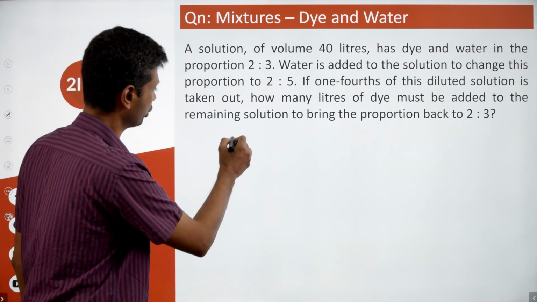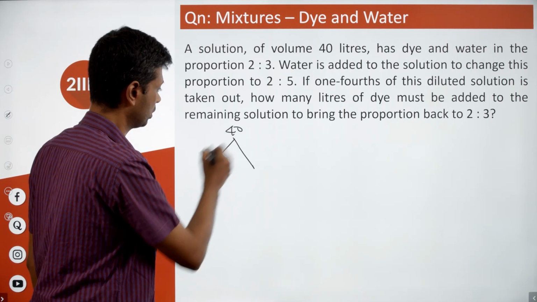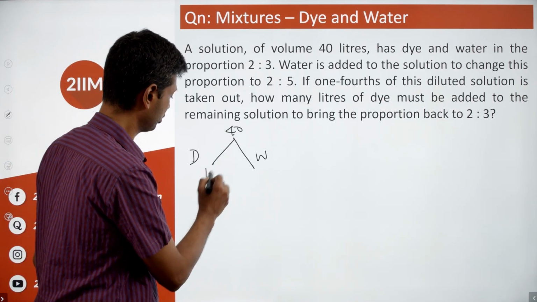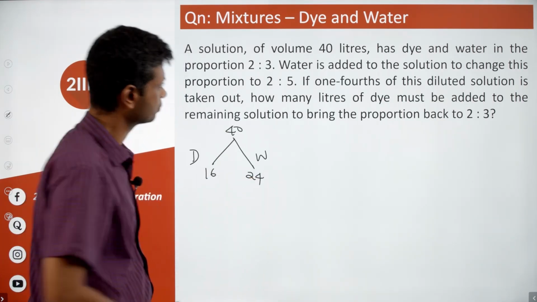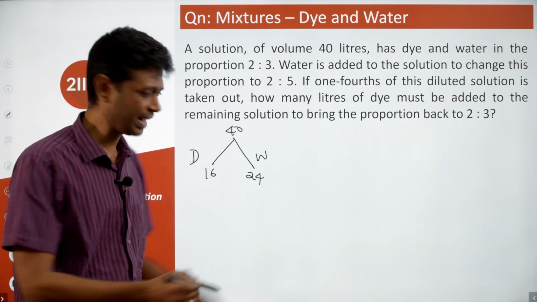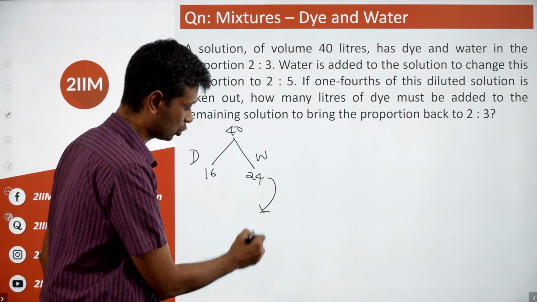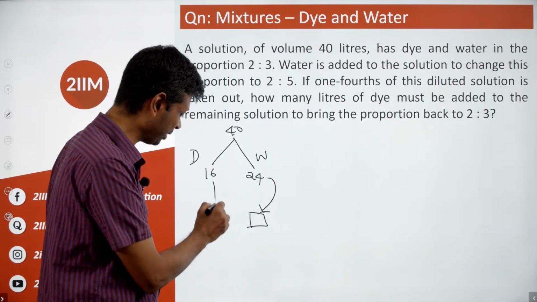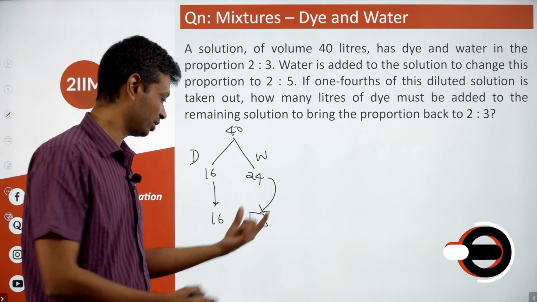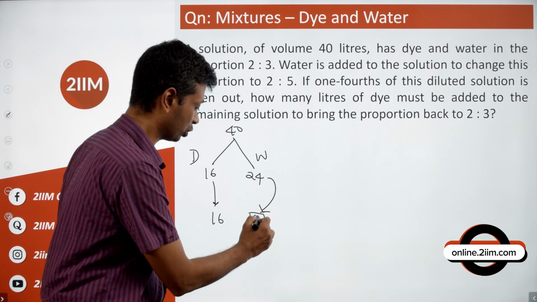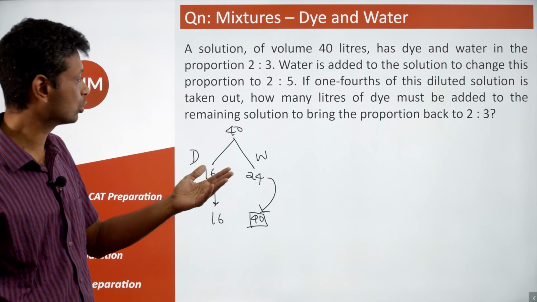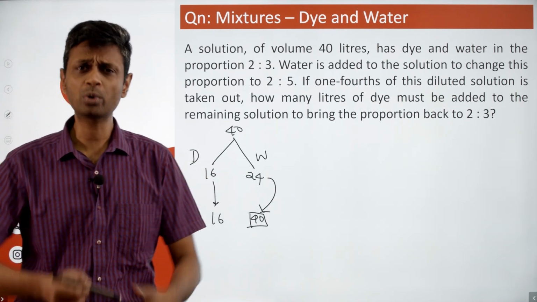40 liters of dye and water. So I'm going to write down 40, dye, water. In the ratio 2:3, 2/5 of this, 3/5 of this, 16 and 24. Water is added to the solution to change this proportion to 2:5. So we're adding water. Water will change, but the dye remains as 16. This ratio is 2:5. 2 into 8 is 16, 5 into 8 is 40. So this should be 40.